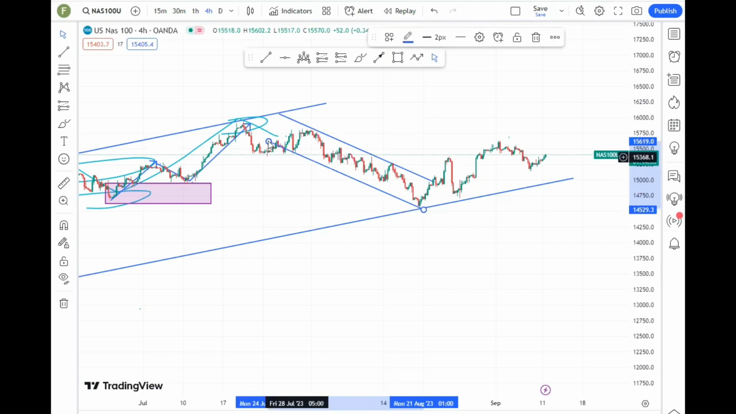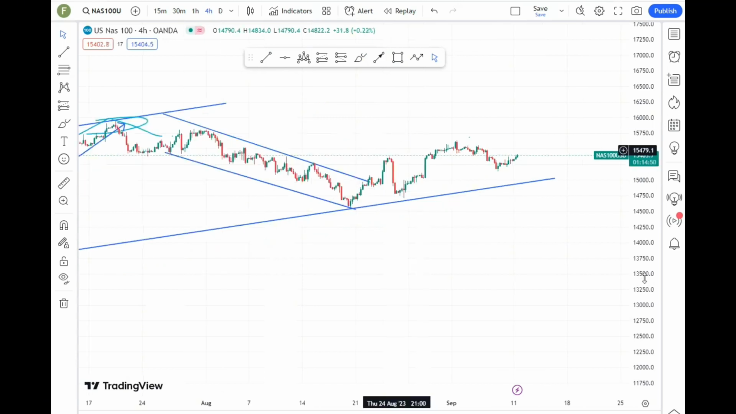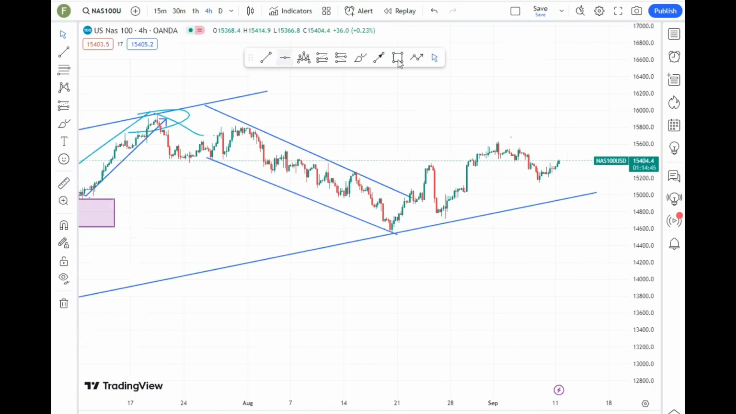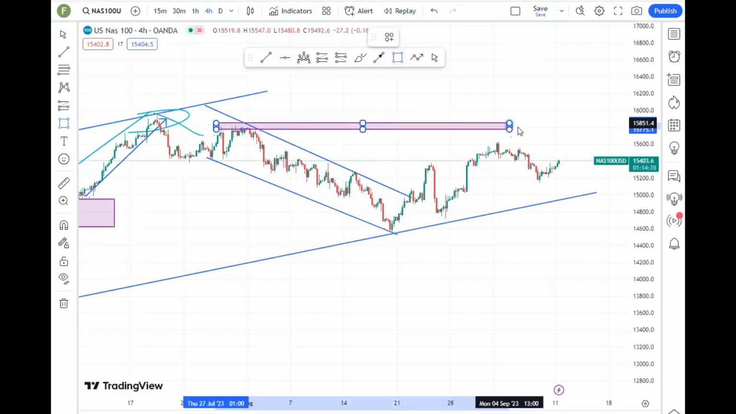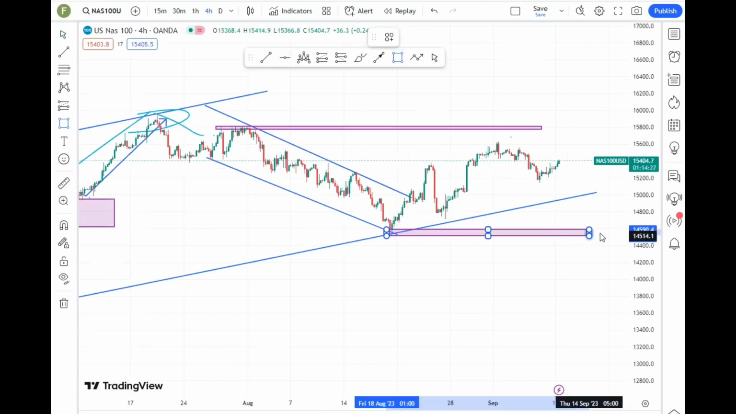Okay, so looking at this, I can see that we clearly have a beautiful structure here which acts as a support at this level, and we have a level here which also acts as a support. This one acts as a resistance and this one acts as a support.